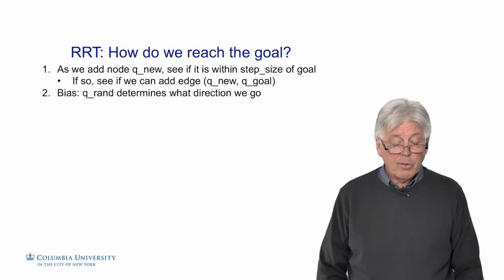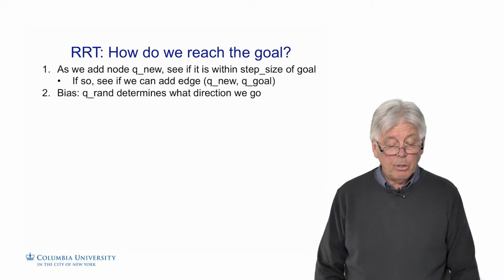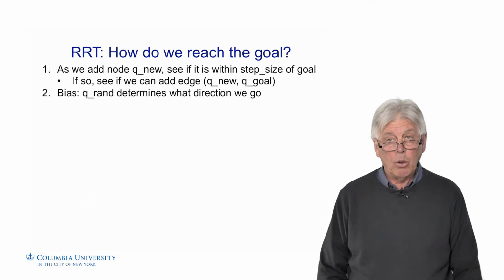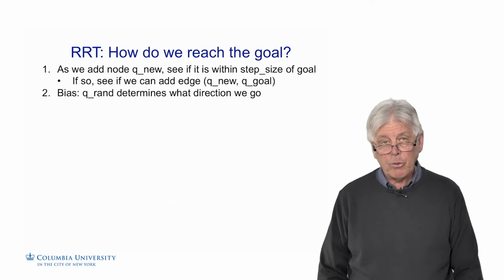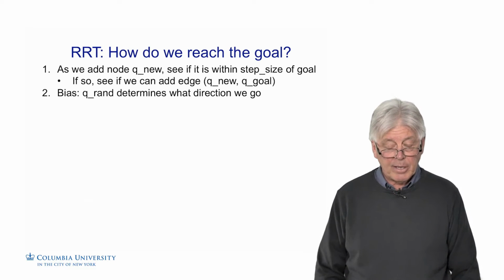Another way to do it is to use a bias. QRand determines what direction we go. So we randomly could do a configuration, and find the nearest neighbor on the tree and move in that direction from that nearest neighbor.